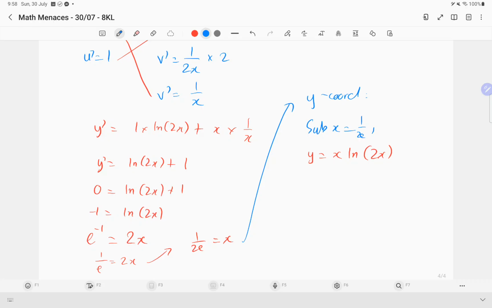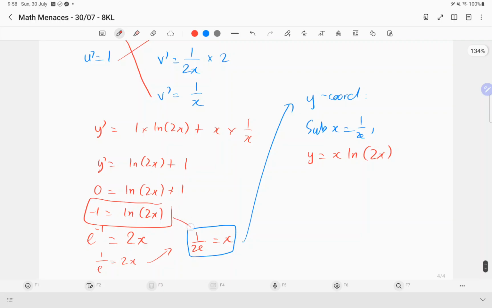Not quite. There's an easier, better version somewhere here. e to the power of negative 1, right? No, there's a better one. 1 over e? Not quite. So we need this one here, right? Yes, you substitute the entire ln 2x equals negative 1, because all of these are equivalent. That one is equivalent to this one. So you can just sub that, and ln of 2x is straight away equal to negative 1.